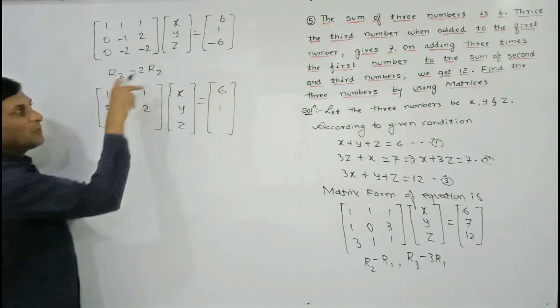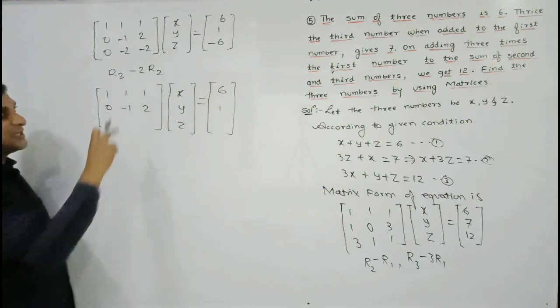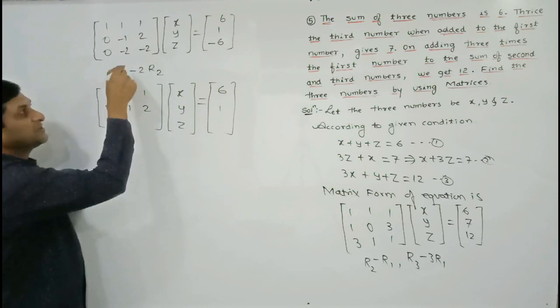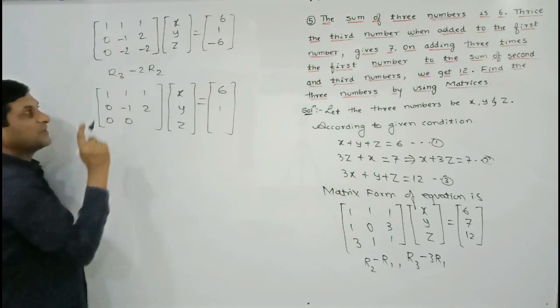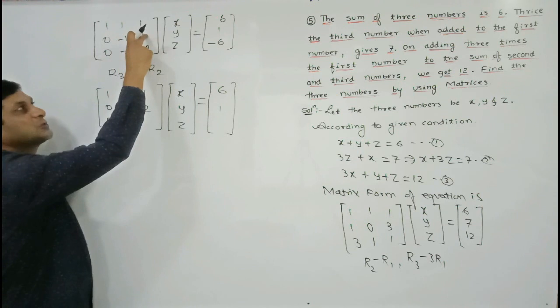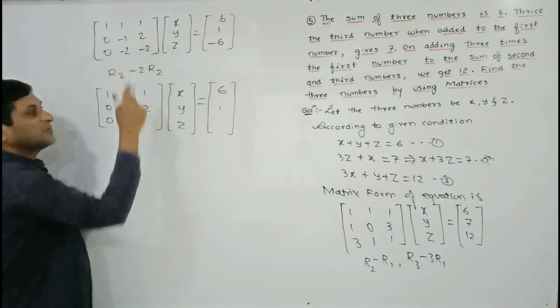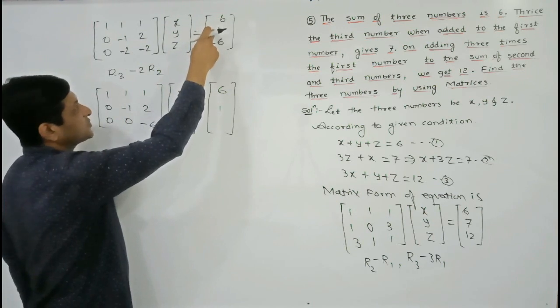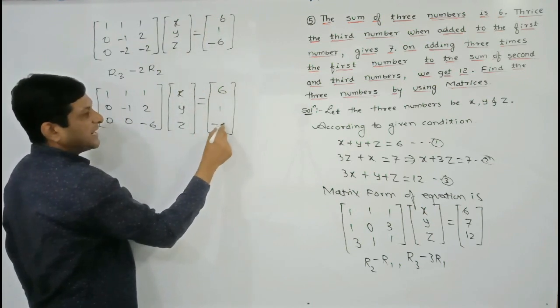So perform this operation on the elements of R3. We are using the corresponding element of R2 and multiplying R2 by minus 2. Here 0, this operation we have performed specially to convert this element into 0. Minus 2 into 2 is minus 4, minus 4 minus 2 is minus 6. Minus 2 into 1 is minus 2. Minus 2 minus 6 is minus 8.